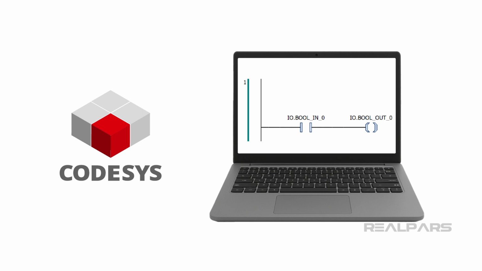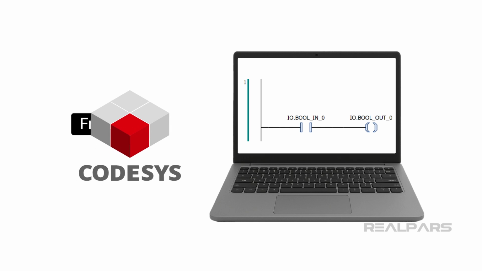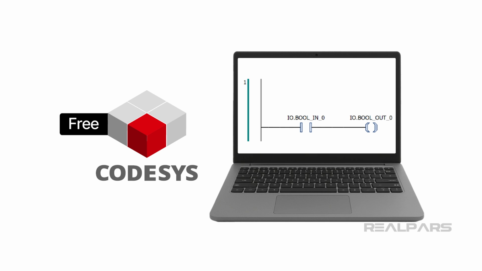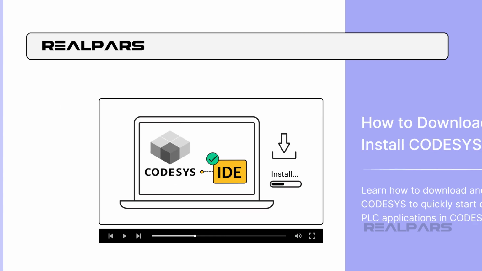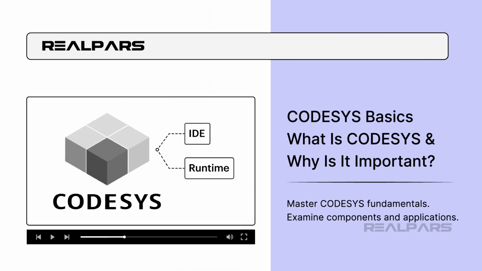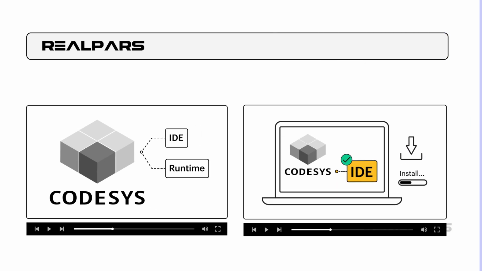CODESYS is an ideal tool for learning PLC programming because the development system is completely free to download and use. In our blog, we have CODESYS posts that show you how to download and install CODESYS, and explain why CODESYS is an important technology in industrial automation. You can find links to those blog posts in the description below this video.